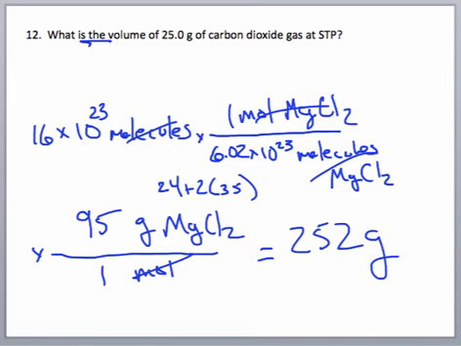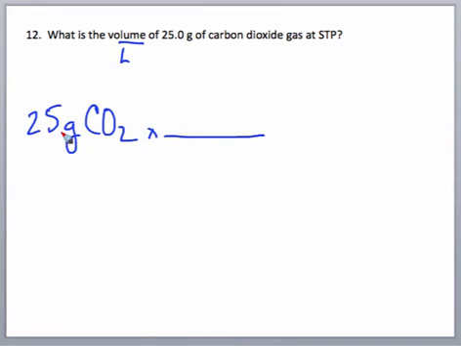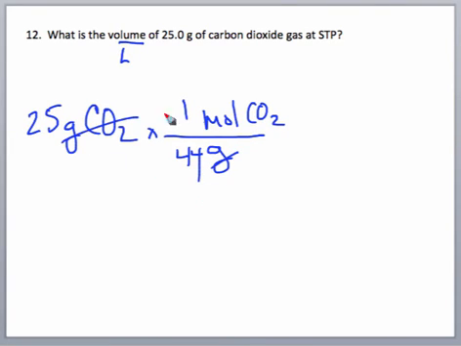Let's clear our screen and get our pen back. All right. We have 25 grams carbon dioxide. Now we want to go to volume, which is liters. So we're going to put grams to moles, and this is carbon dioxide. 12 plus 32 is 44 grams. So our grams cancel. And then this is the simplest, I think, of all the conversions we do.